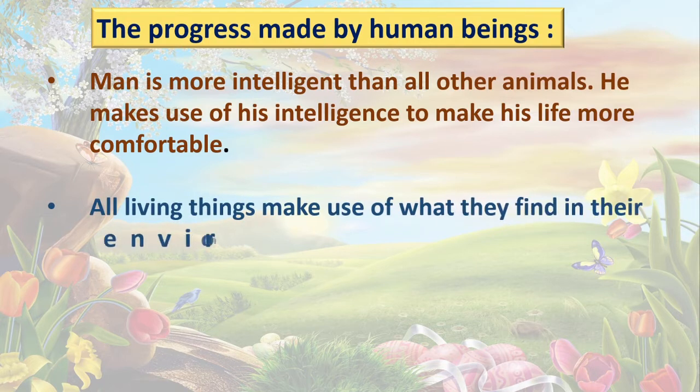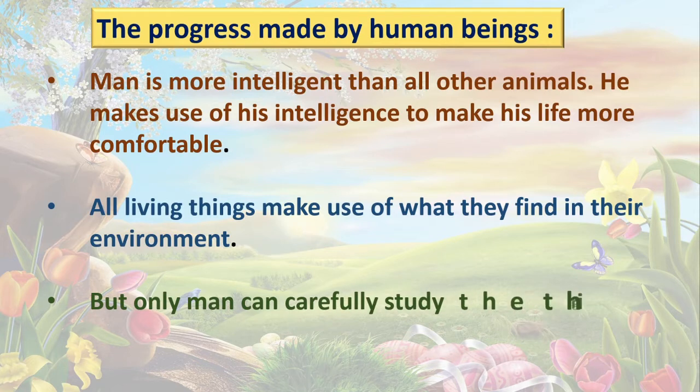All living things make use of what they find in their environment. For example, see here animals. They too use the things or the materials from the environment, but they use them as they are. How they appear in the environment, directly they use that form, isn't it?